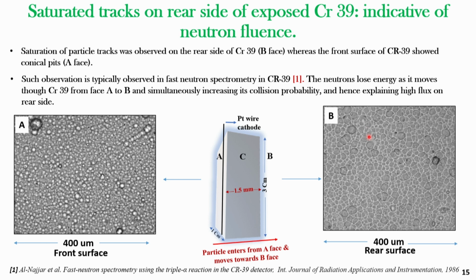The reason why we have saturated tracks on the rear side of the CR39 is that the neutron moves from the front face to the rear face. It loses its energy, which simultaneously increases its collision probability. And so we have lots of reactions of neutrons with the hydrogen present in CR39. CR39 has carbon, hydrogen, and oxygen. So this is our argument for why we feel that we have a neutron fluence in our experiments.